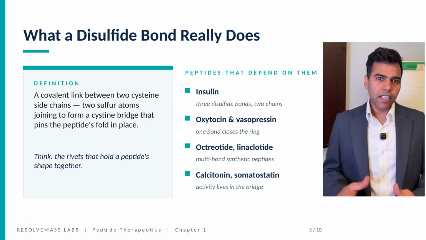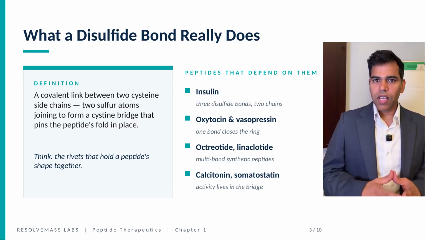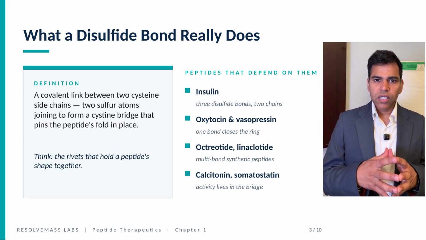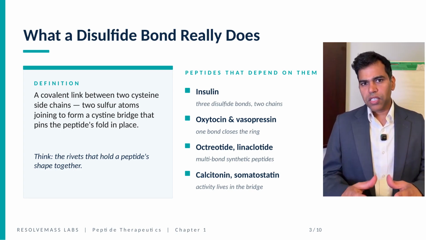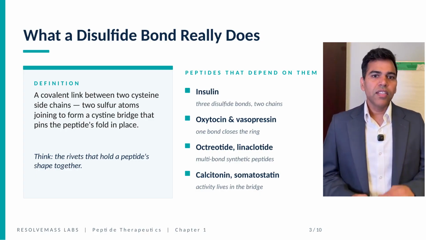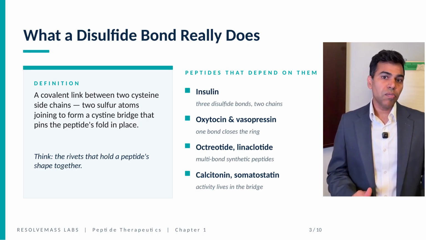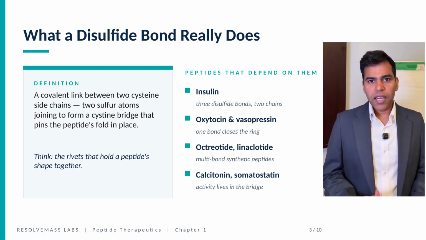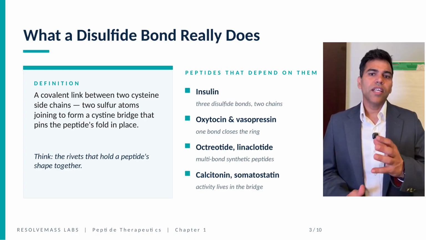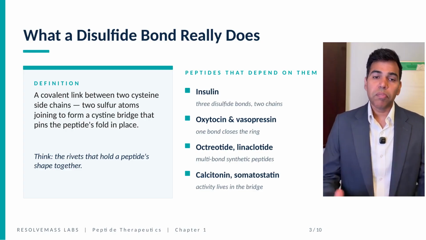So, what is a disulfide bond? It's a covalent link between 2 cysteine amino acids, 2 sulfur atoms joining to form a cysteine bridge. Think of these bridges as the rivets that hold a peptide shape together. They are everywhere. Insulin with its 3 bonds, oxytocin where a single bond closes the ring, octreotide and linaclotide stitched together by several. The bond isn't decoration, it's what makes the molecule fold into something a receptor will recognize.